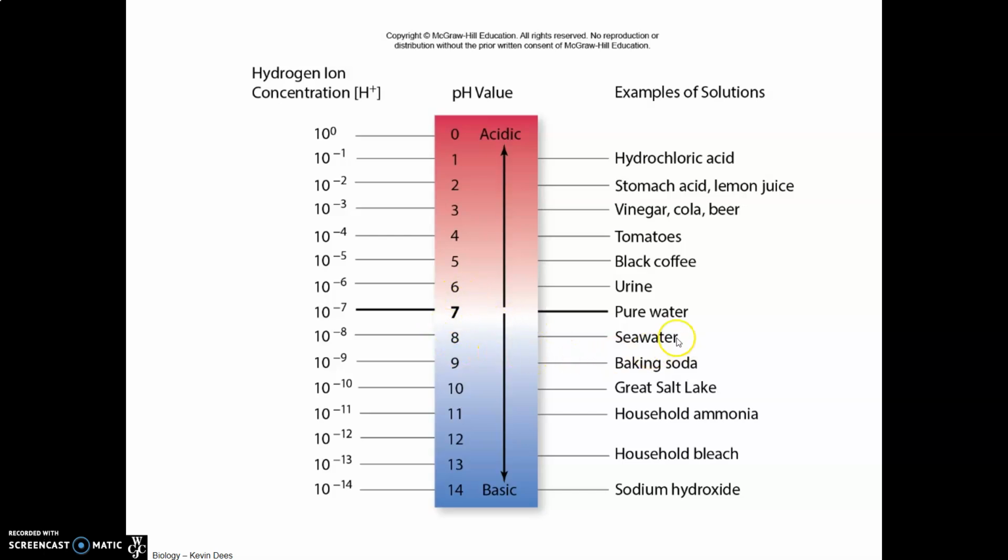So seawater has a pH of around 8. It's slightly basic, while things like household bleach have a pH of about 12.5 and are really basic. So again, to kind of reflect on this pH scale, neutral is 7. As we go from 7 to 0, acid strength increases. As we go from 7 to 14, the strength of the base increases.